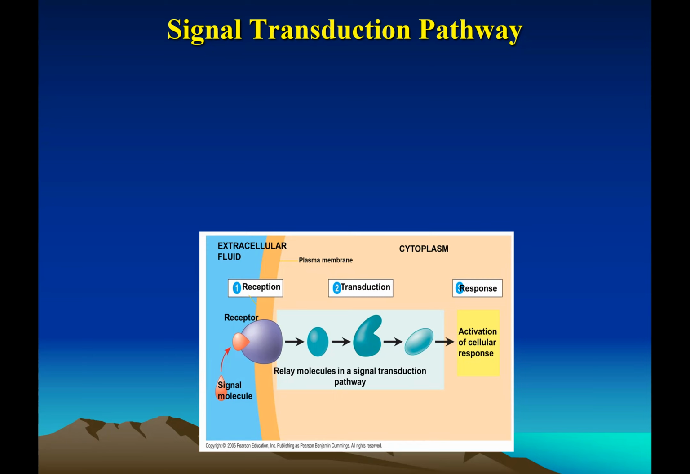There will be amplification of the message here. This is called transduction. And when that triggers, maybe it will activate a gene in order to express itself. That is called the cellular response. The cell that is responding to the signaling molecule is called the target cell. So a signal transduction pathway is nothing but a pathway that will take a message from outside the cell to inside the cell in order to trigger a response.